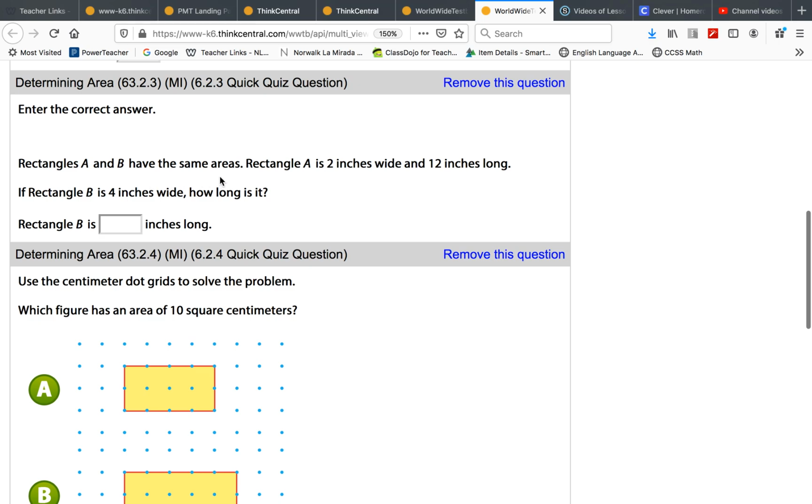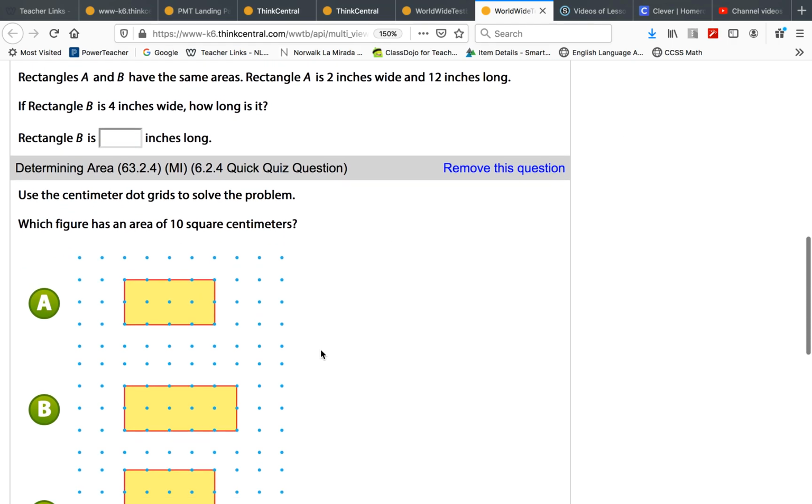Rectangles A and B have the same areas, so they'll give you some numbers. Draw the first rectangle. This says 2 by 12. Label it 2 and 12. What's the area of that one? Then draw a second rectangle and label it with a 4 and a question mark. What's the missing side length if it has the same area as the first rectangle?